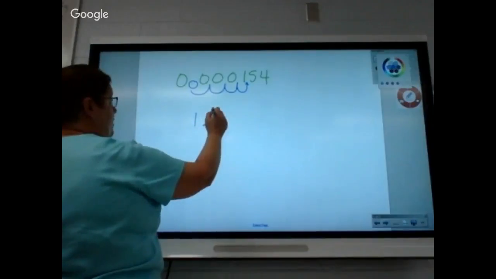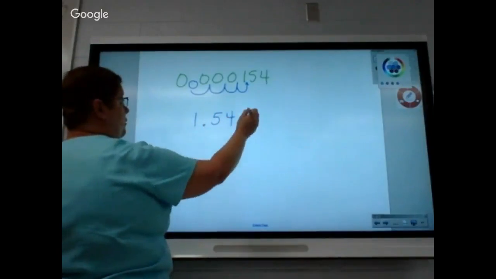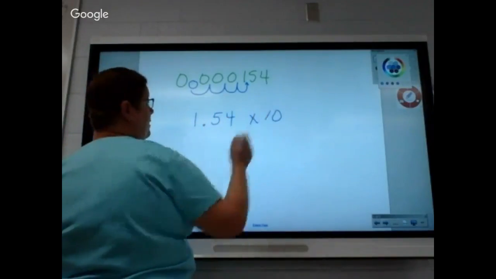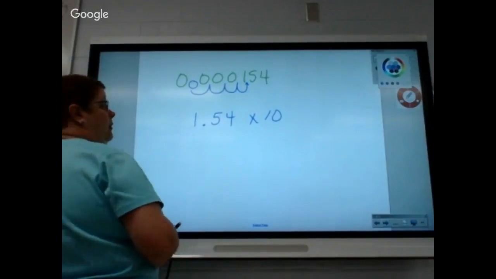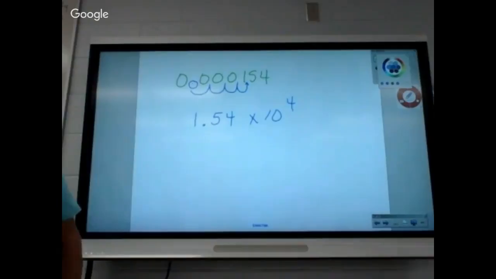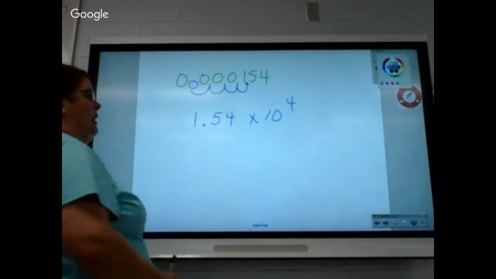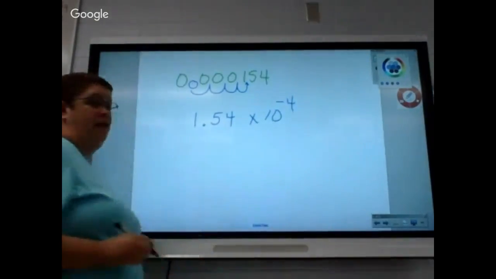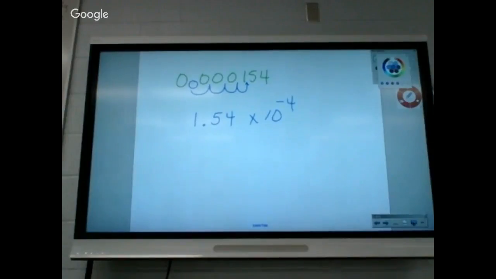So 1.54 times 10. How many places did I move it? 4. I moved it 4 places. This time I moved it to the right, so I make it negative. Now, that's how it works. But again, if you can't do it, what can do it for you?